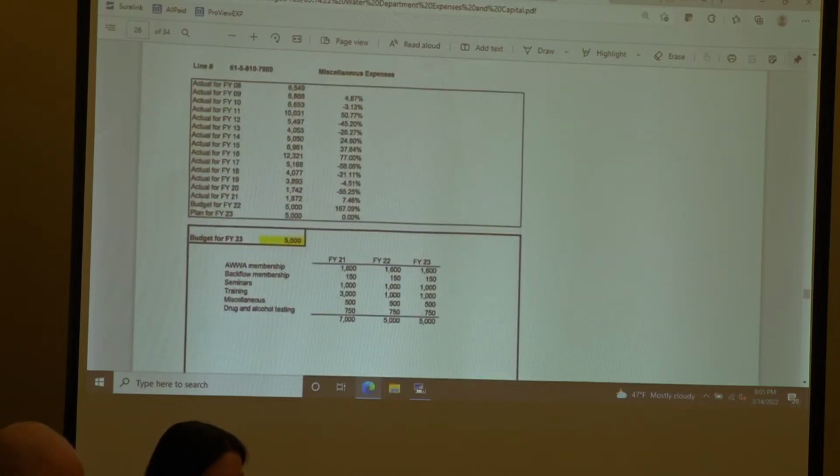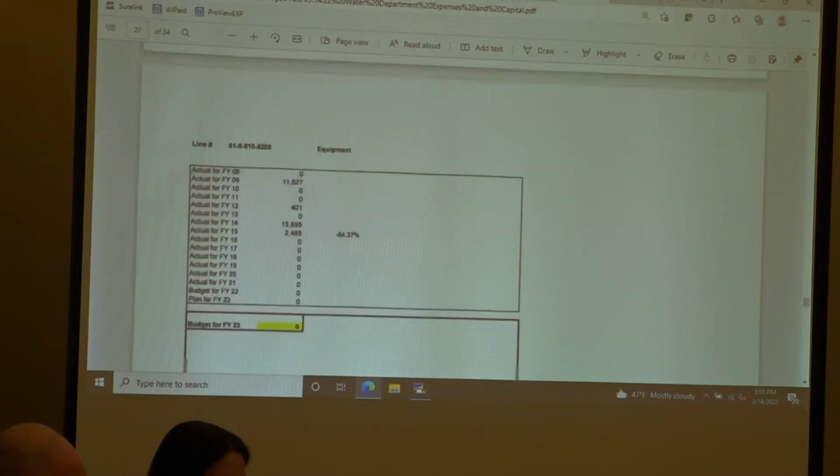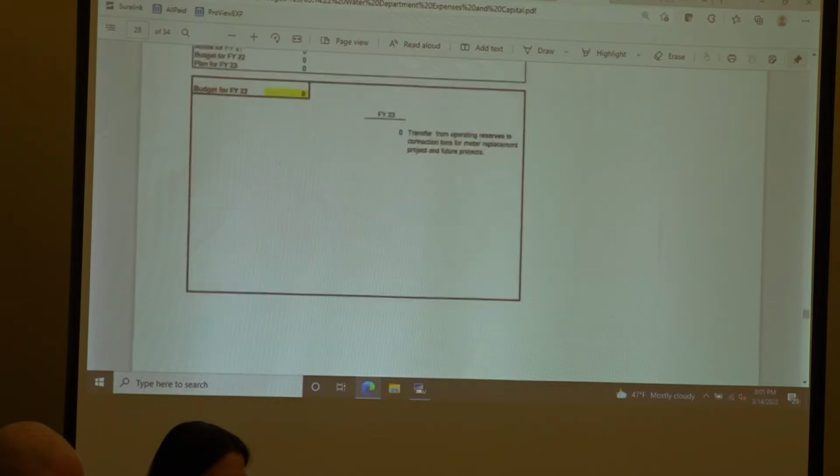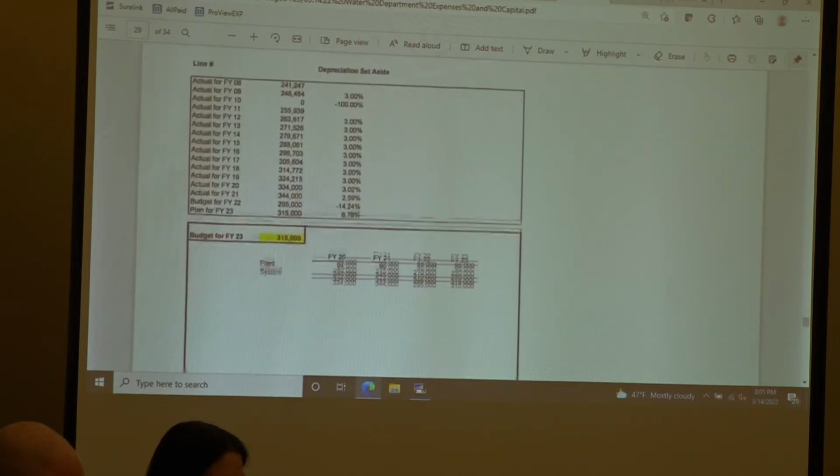Miscellaneous expense at 5,000, same as last year. And equipment, that's in capital now. We don't use that one. Transfer out is zero, and depreciation set aside.